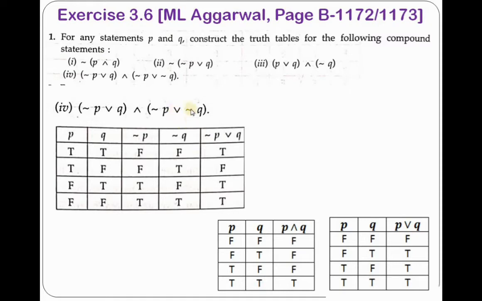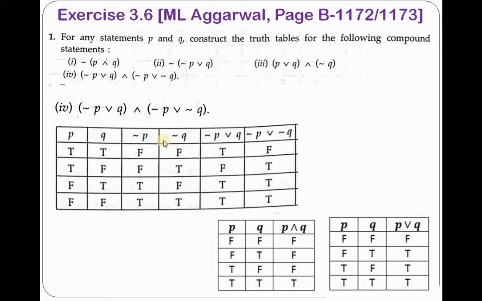Now we have this as well, isn't it? So let us see what is the truth table for this. So we have to take OR of negation P and negation Q. So we have got negation P and negation Q out here. So here FF is there, so that's why this is F. Here FT, so that's why T. This is TF, so that's why TT gives me T.